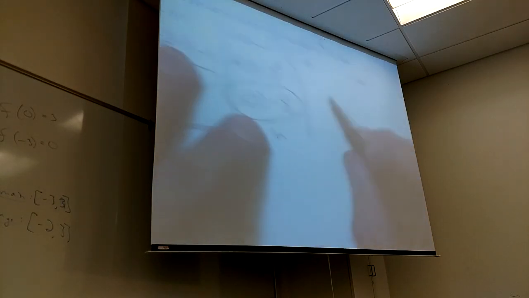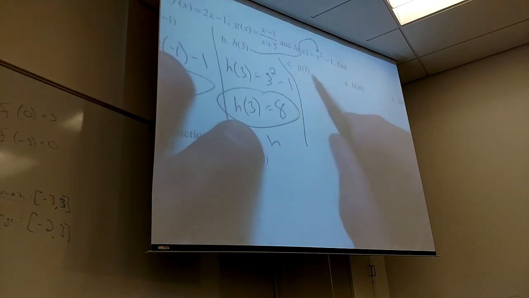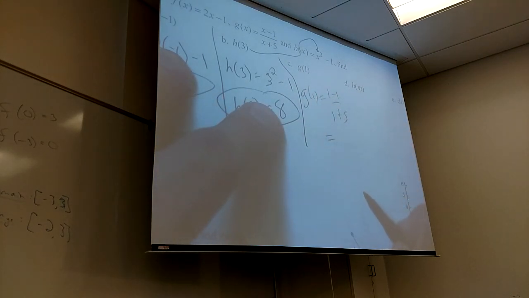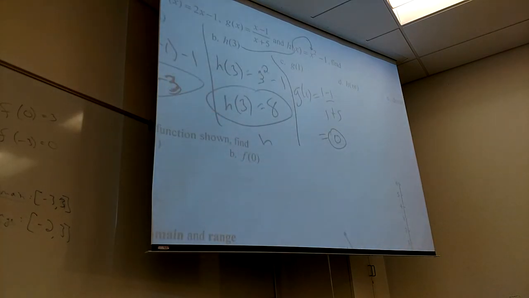It's not multiplication. So G of 1, I'm going to plug it in there. So G of 1 is 1 minus 1 over, who cares? 0. Right? 0 divided by anything that's not 0 is 0.